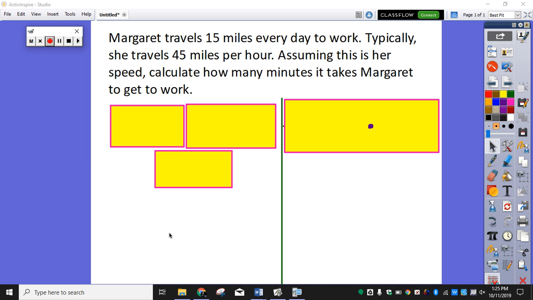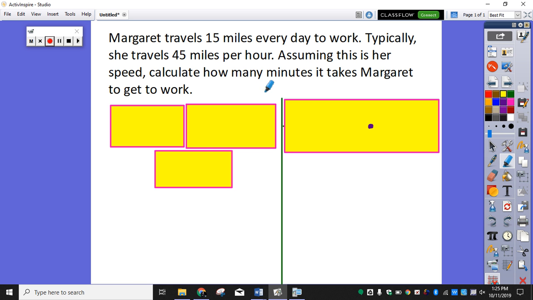The reason why this problem falls under that category is because we have a scenario where Margaret is traveling 15 miles every day to work. Typically, she travels 45 miles per hour. Assuming this is her speed, calculate how many minutes it takes Margaret to get to work.